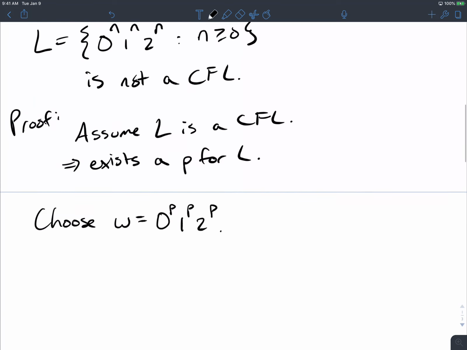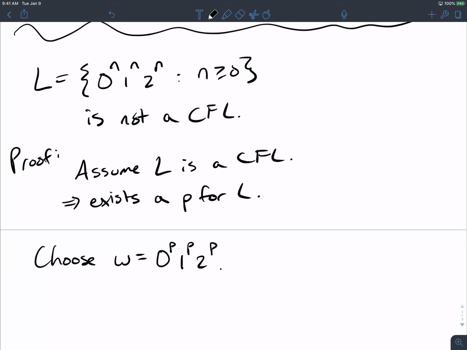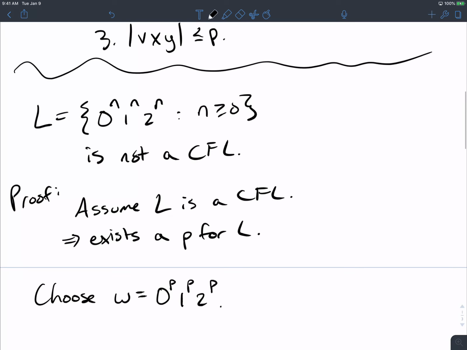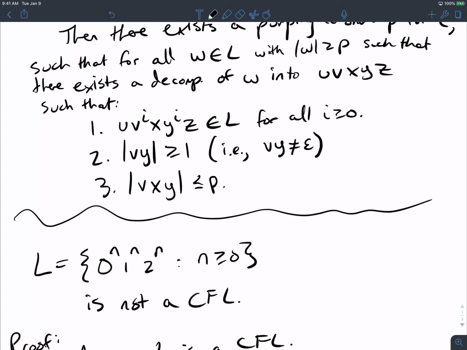Cool. So let's see what happens. We're not going to approach this in a formal way. You can, but it's just a lot of work, and it's not worth our time. And it doesn't tell us anything interesting. So let's look at the 3 conditions again. In particular, the third one. It says that the middle 3 pieces, where the 2 repeating parts are, the V and the Y, have length at most P. That's what the third condition says.